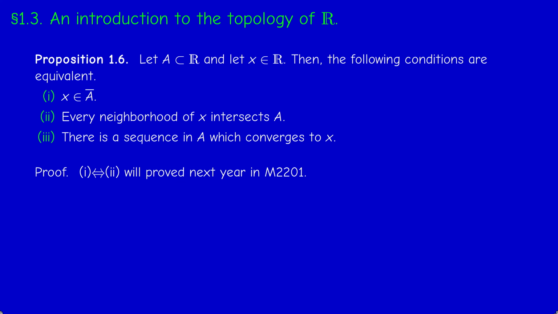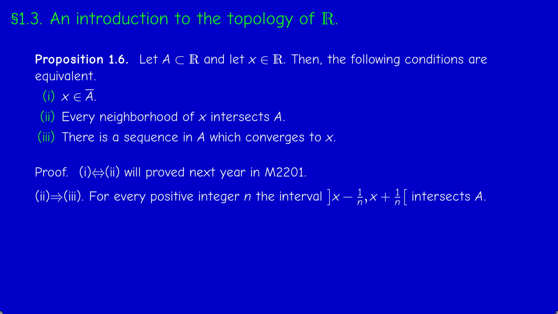So in some sense, A bar is not very far from A. It's really glued to A in some sense. So points in A bar really can be approximated by points in A. This is why we call points in A bar adherent points. They are really glued to A. So let us prove that 2 implies 3.